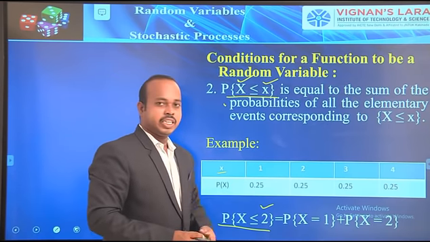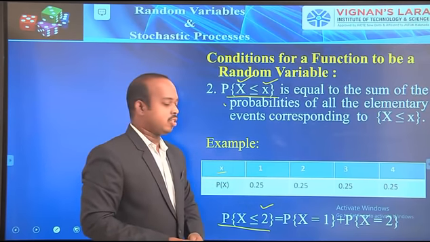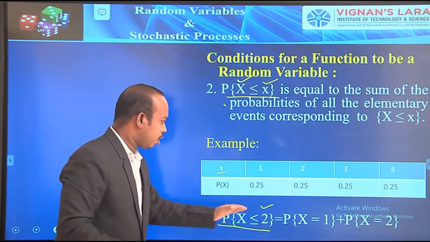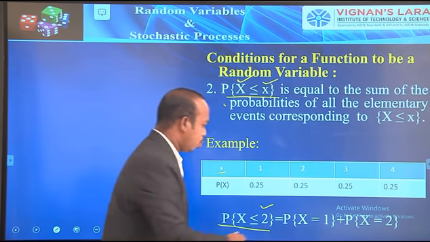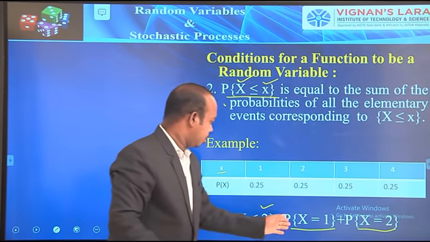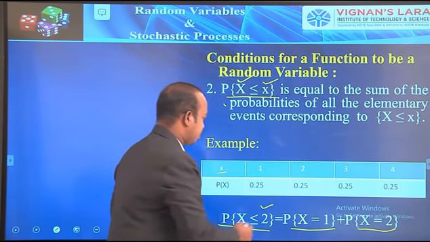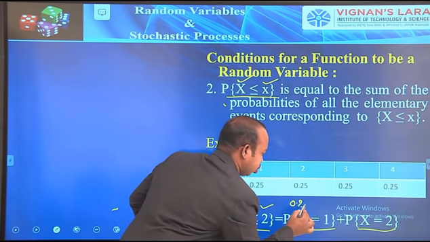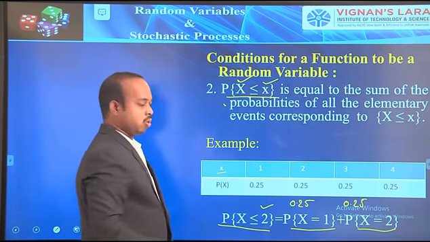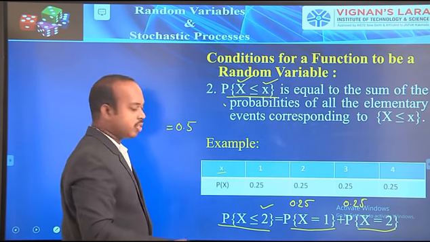According to our given data in the example, the data is starting from 1 to 4 events. It has the corresponding probabilities for values less than 2 and equal to 2. Those two individual probabilities I am writing here: the probability at x equal to 1 and the probability at x equal to 2. The corresponding values are 0.25 and 0.25. Adding these two values, we get the final value 0.5. This one is the second condition.